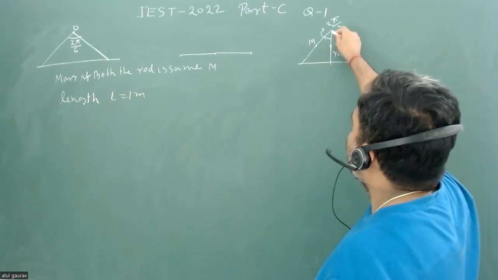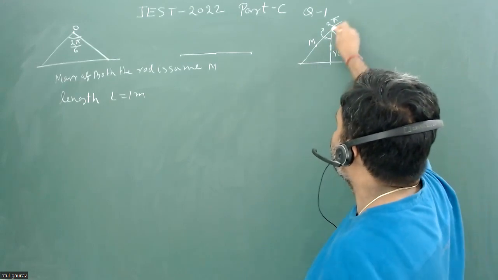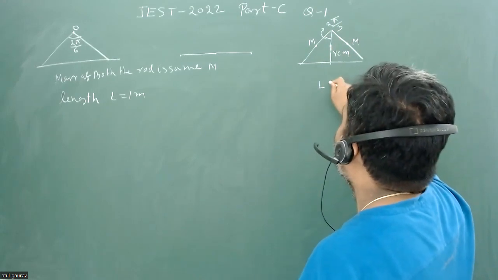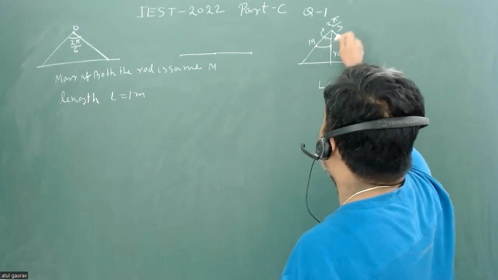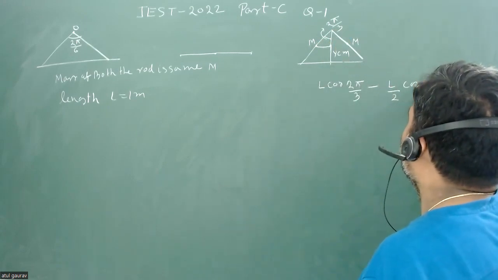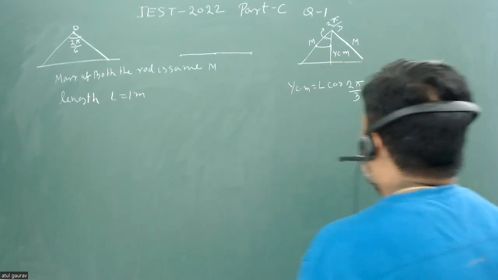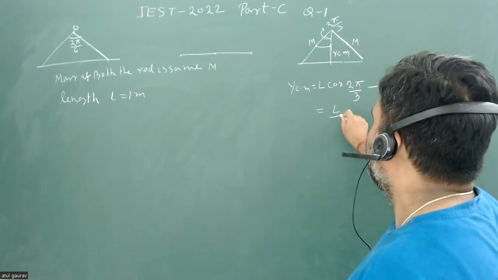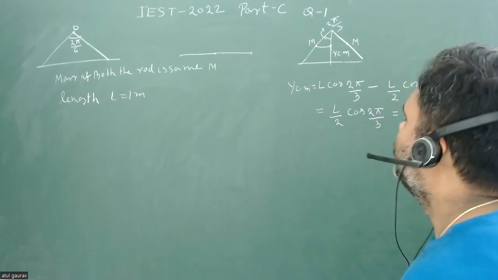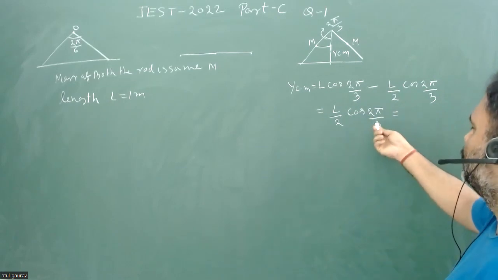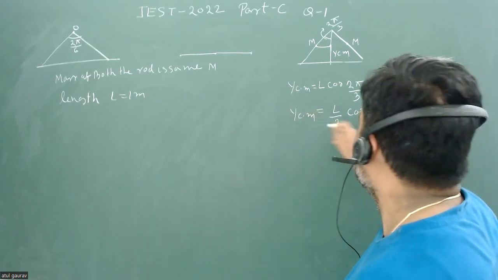So how will we calculate it? We will calculate this distance, and this distance, and subtract. This distance is L cos 2 pi by 3, minus this distance, L by 2 cos 2 pi by 3, and this is my y center of mass. So it is L by 2 cos 2 pi by 3, and cos 2 pi by 3 in magnitude is 1 by 2. So that is L by 4. So y center of mass is L by 4.